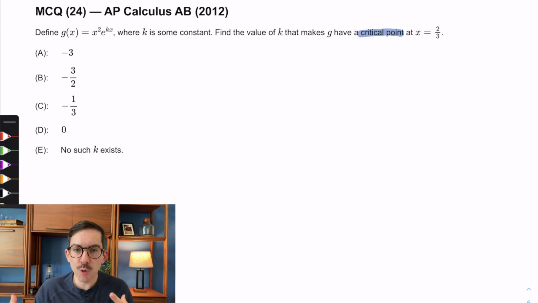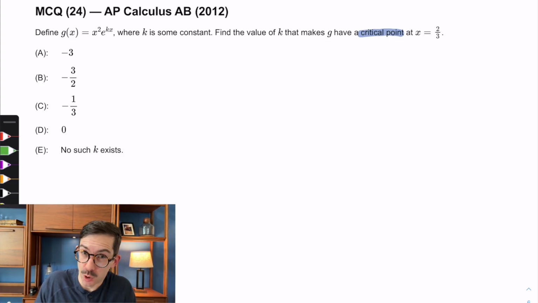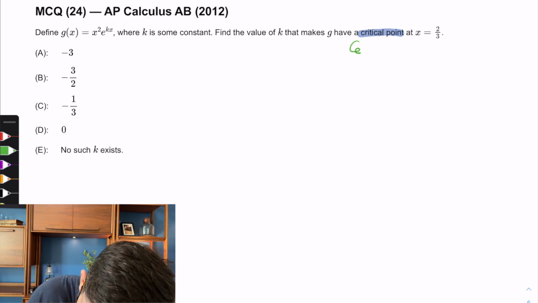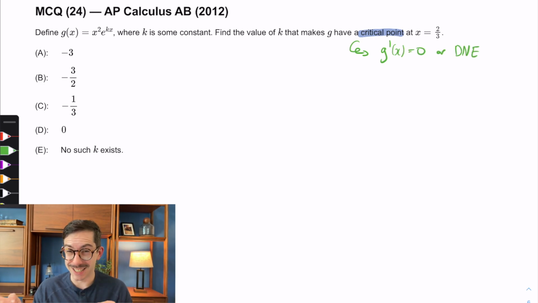The AP loves problems like this, where you're forced to work with a parameter in some sense and force a behavior to happen. You'll see these time and time again. So let's see how to tackle this one. When we see critical point, I need you to think, that means that g prime is supposed to be 0 or not exist. So let's find an expression for g prime of x and work with it.